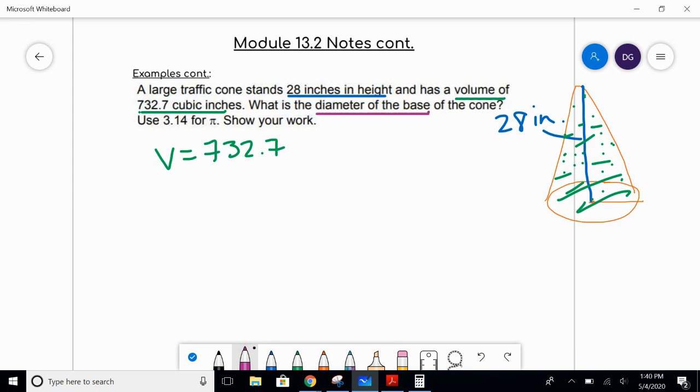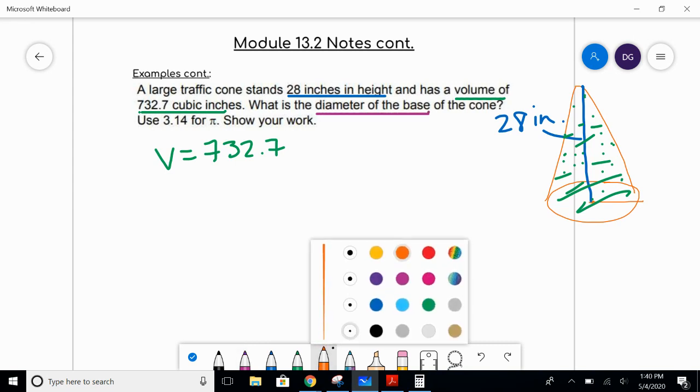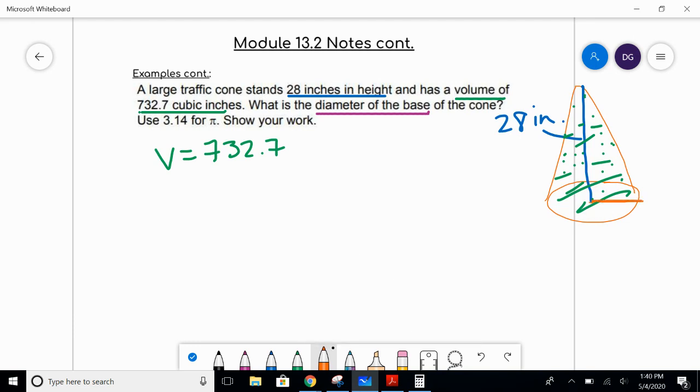So now, we want to be very careful. Here we have a radius, right? That's what we normally are looking at. We're looking at the radius, but this time what we want to find is that whole diameter, right? So we're looking for D. But in the formula, I just want you guys to remember our formula uses R, right? So in our formula, we are using R.